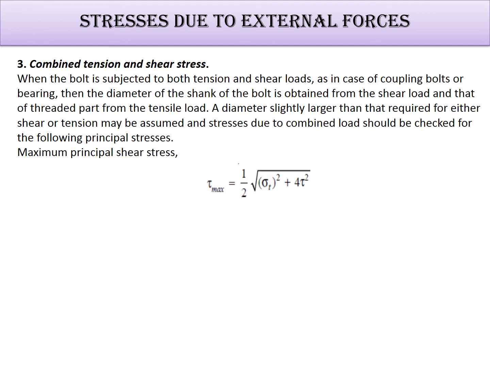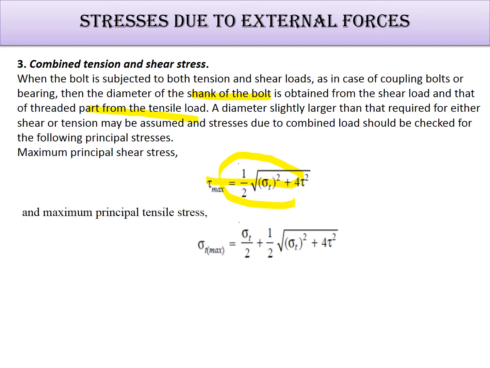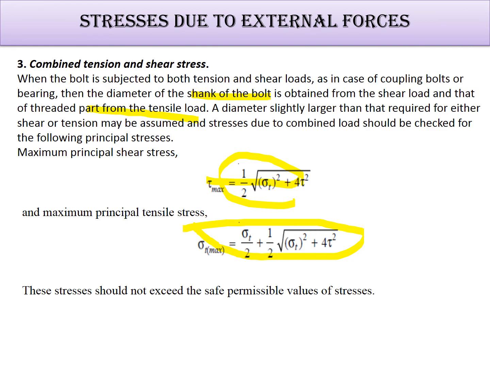and that of the threaded part from the tensile load. So this is how, with the help of two theories of failure, the maximum shear stress theory and principal stress theory, the maximum shear stress theory helps us to find out the shank of the bolt, and the threaded part is found out with the help of tensile load, that is with the help of principal tensile stresses. So this helps in finding this. Based on these two, we get the major diameter, nominal diameter, and the minor diameter for a bolt. So this is how it is done.